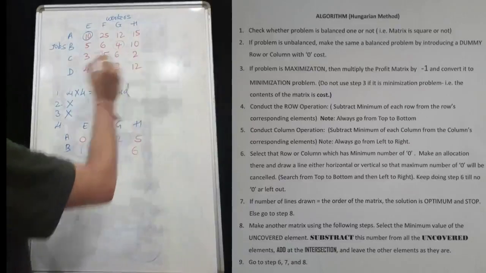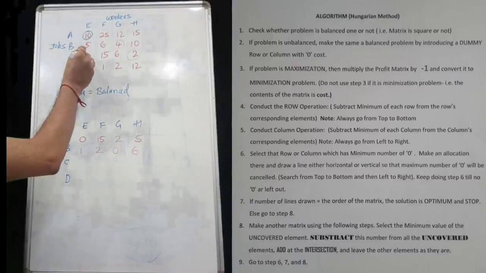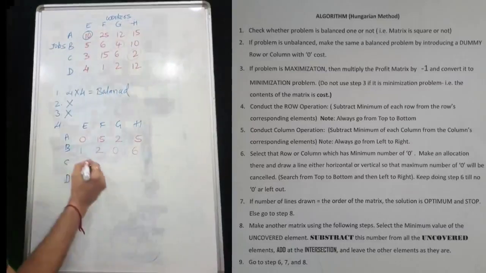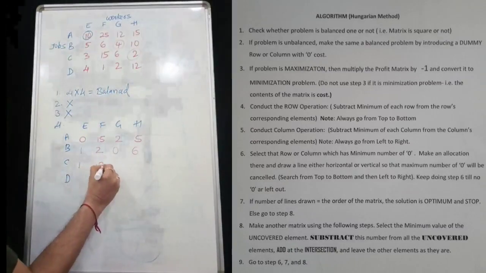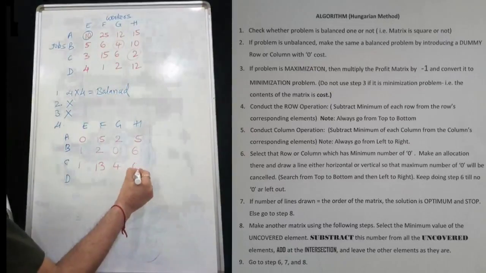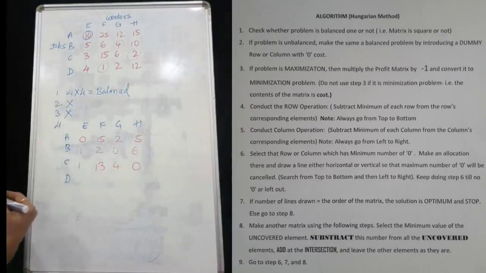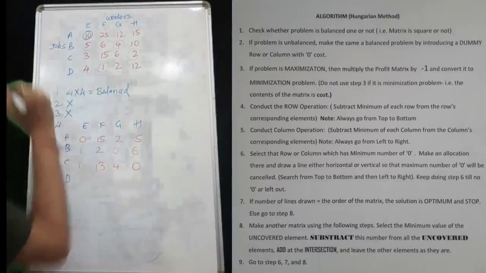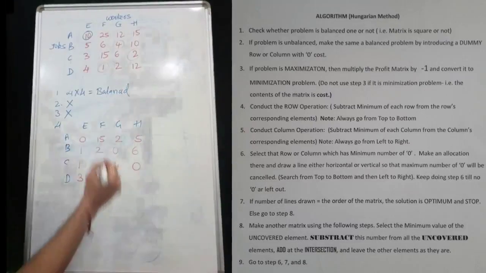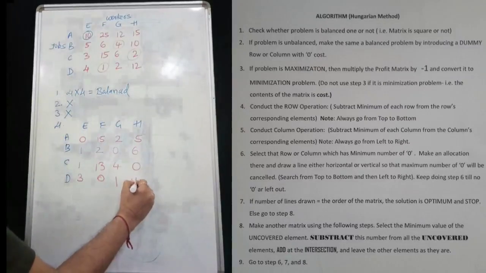The minimum of row C is 2. So I will minus 2 from 3, it is 1. From 15 I minus 2, it is 13. From 6 I minus 2, it is 4. From 2 I minus 2, it is 0. The minimum of row D is 1. So I minus 1 from 4, I get 3. I minus 1 from 1, it is 0. I minus 1 from 2, it is 1. And from 12 I minus 1, it becomes 11.